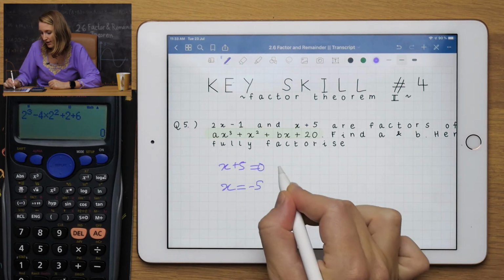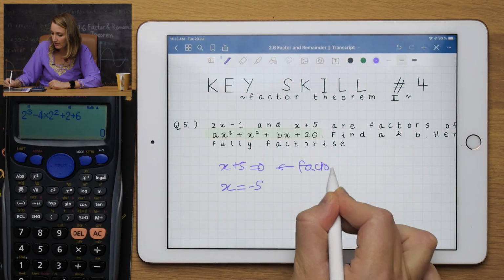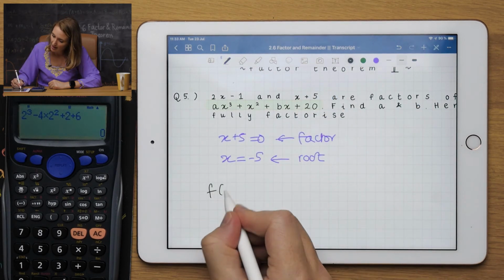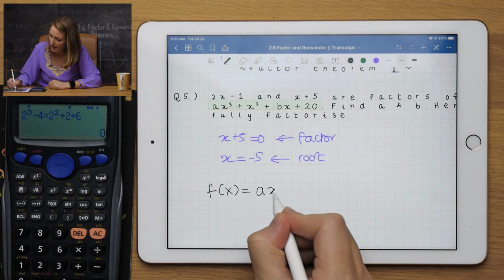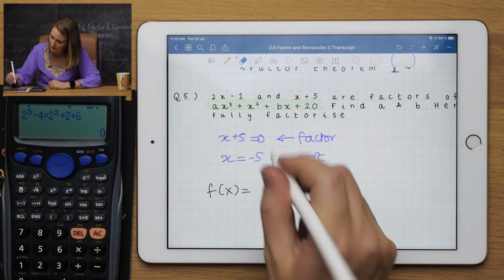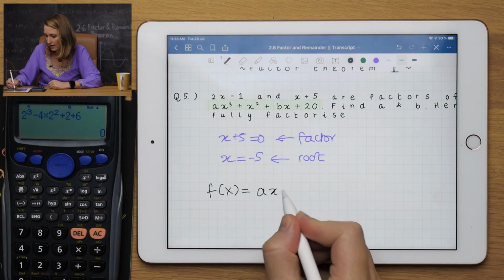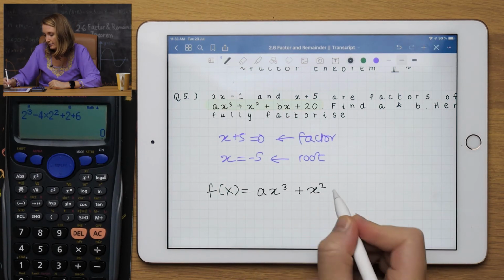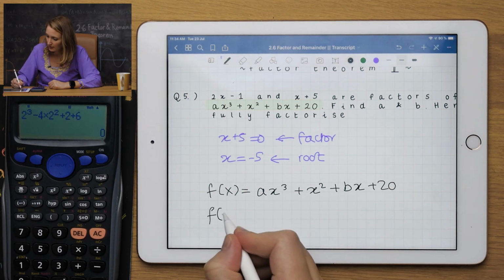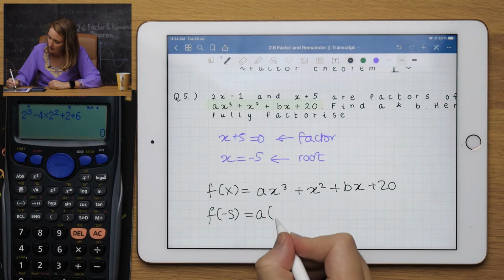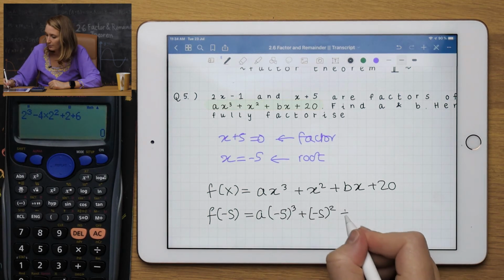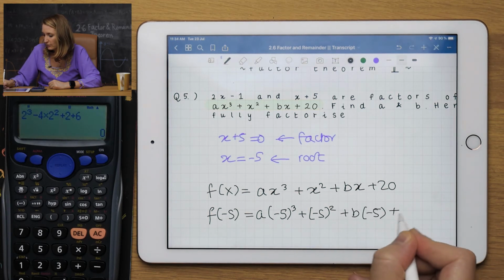x is equal to minus 5. Remember, that's the factor, this is the root. So we started with f of x equals ax cubed plus x squared plus bx plus 20. So we need to calculate f of minus 5. So a times minus 5 cubed plus minus 5 squared plus b times minus 5 plus 20.